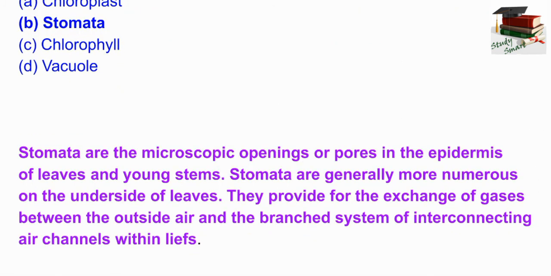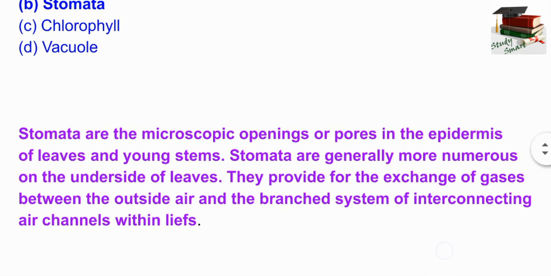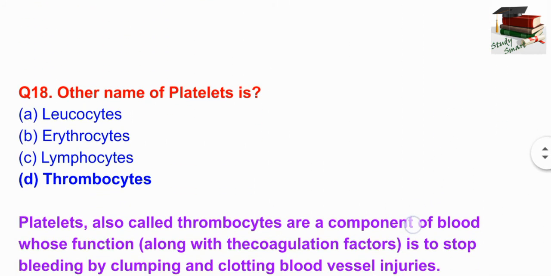Now see about stomata. Stomata are the microscopic openings or pores in the epidermis of leaves and young stems. Stomata are generally more numerous on the underside of leaves. They provide for the exchange of gas between the outside air and the system of interconnecting air canals within the leaves. Now see about next question.